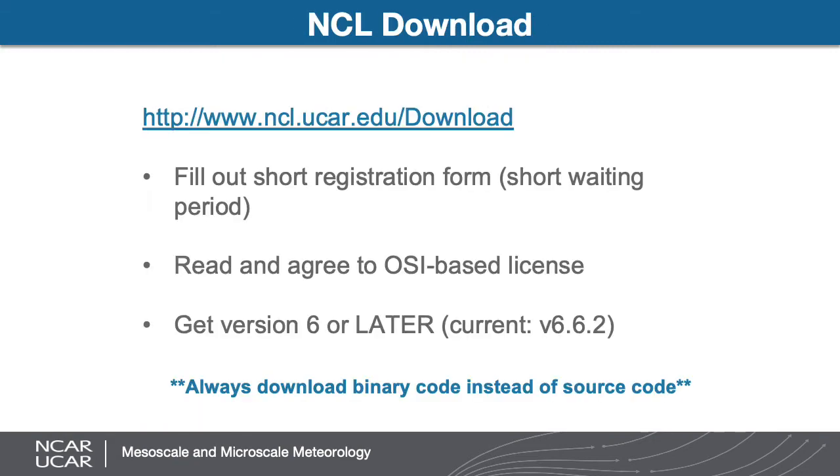To download NCL, you just go to the following website. You will need to fill out a short registration form. There's a short waiting period, usually less than 24 hours. You need to read and agree to an open-source-based license. We highly recommend getting version 6 or later. The current and latest version is 6.6.2. If for some reason you have an earlier version, I'm going to show you in a few slides some very specific things you'll need to do to get it working correctly. And I always recommend downloading the binaries instead of the source code so that you do not have to compile it.